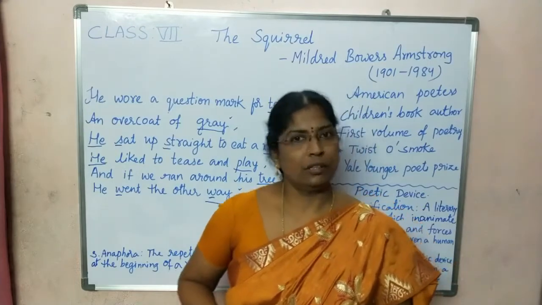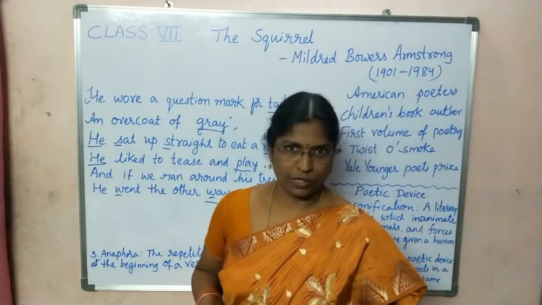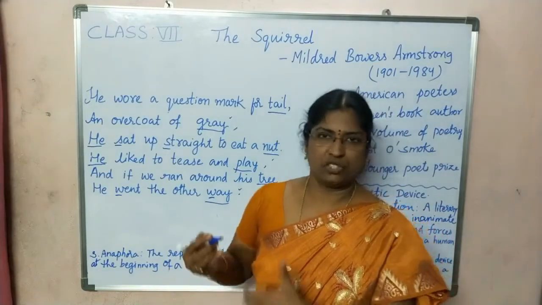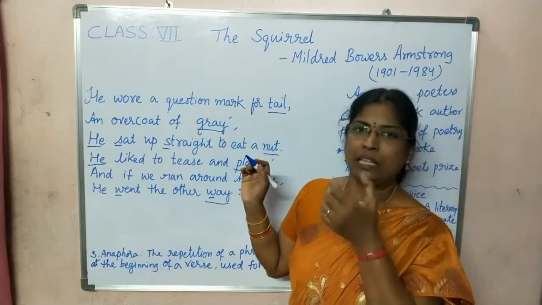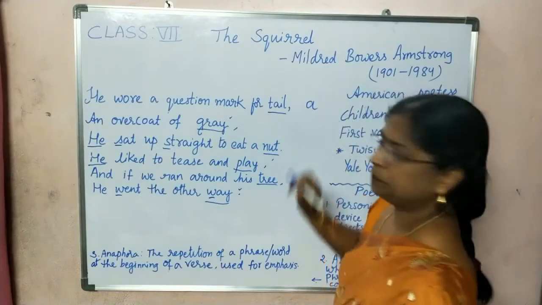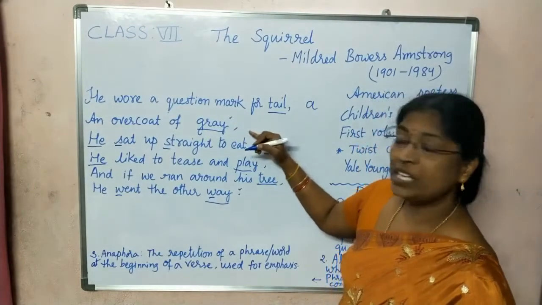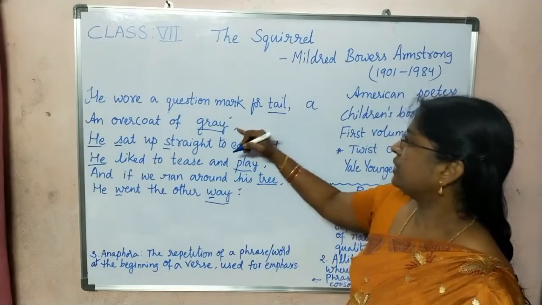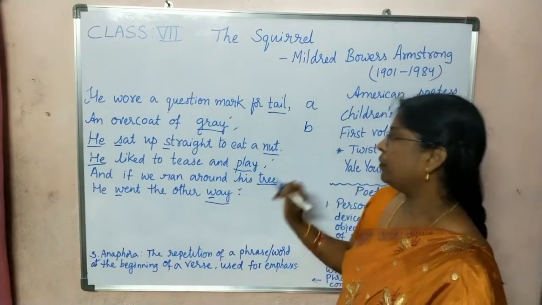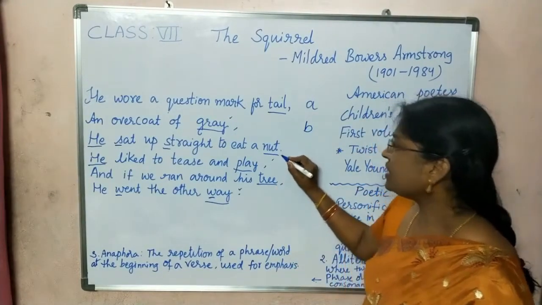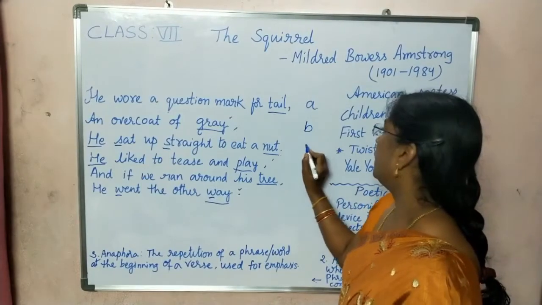Now coming to the rhyme scheme. So what is this rhyme scheme? Rhyme scheme is the arrangement of these rhyming words. Now let us see how the poetess has arranged these words. Tail. When we are writing the rhyme scheme, we take the alphabets in order. So for tail we write A. Then comes grey. Is grey rhyming with tail? No. So we take the next alphabet, that is B. Next, coming to the word nut. Is nut rhyming with grey and tail? No. So we take the third alphabet, that is C.